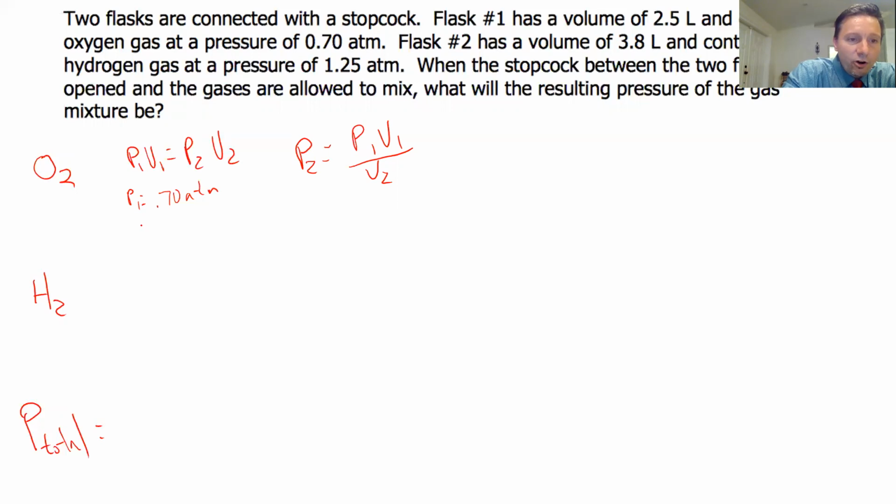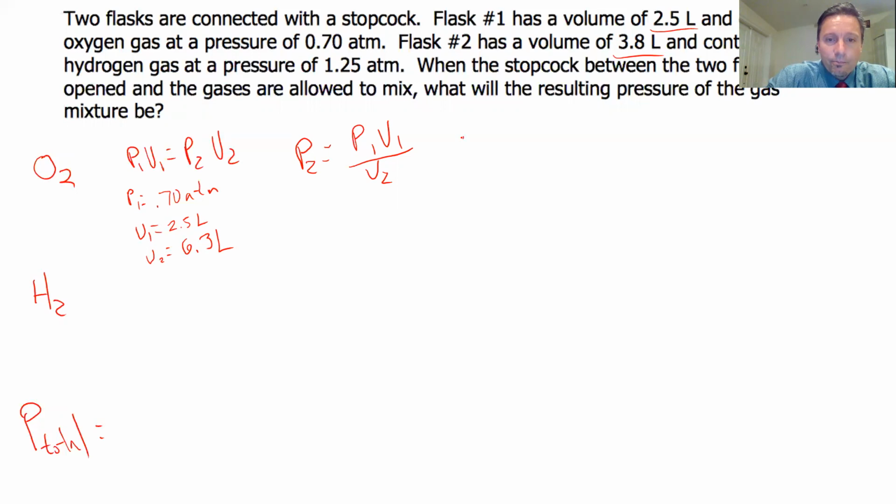My volume 1 is 2.5 liters. And I'm solving for the pressure 2 for oxygen, but if you look at what is volume 2, the 2 flasks are opened, so I have to add these 2 together to get my volume 2. So that's going to come out to 6.3 liters. So now I can plug all this in and calculate my secondary pressure of oxygen.